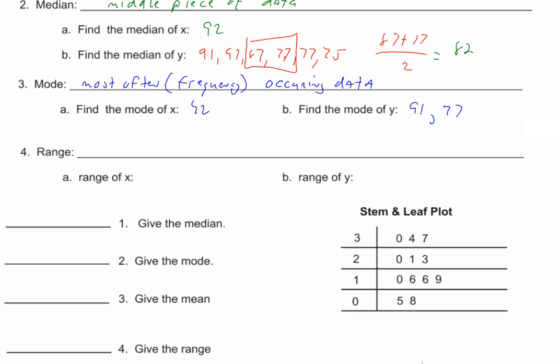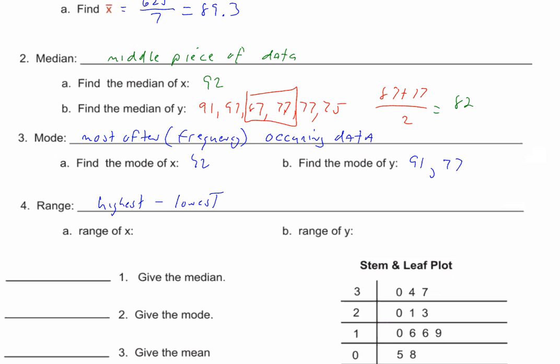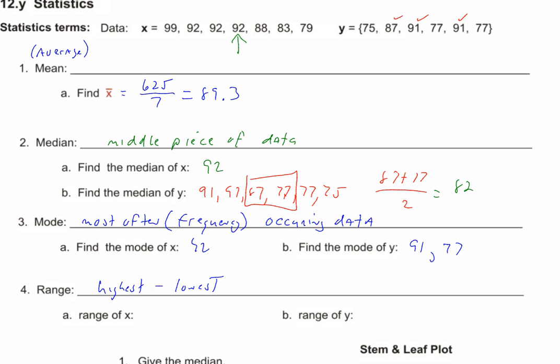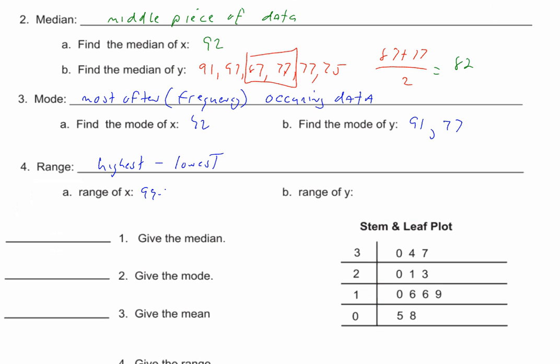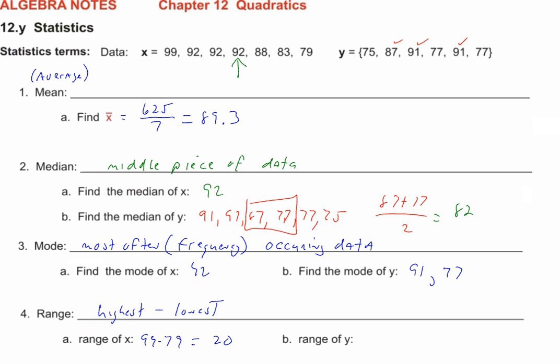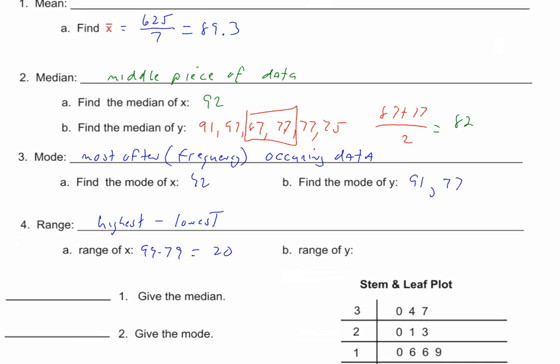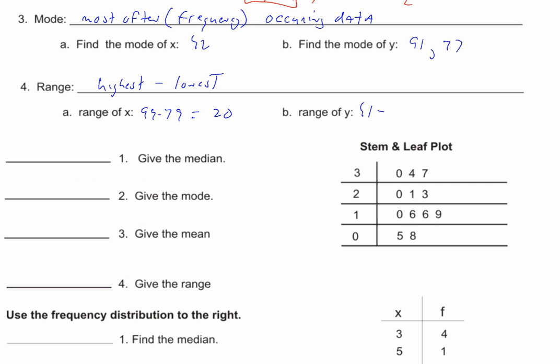Okay, the range. You guys know the range is highest minus lowest. So again, be careful. 99 minus 79. That's pretty easy. That's a 20 for the X. Be careful with the Y. Again, you got to find the highest. That's a 91. The lowest is the 75. So it's 91 minus 75. So what is that, 16?